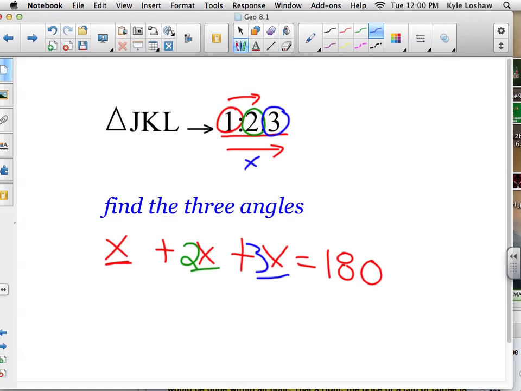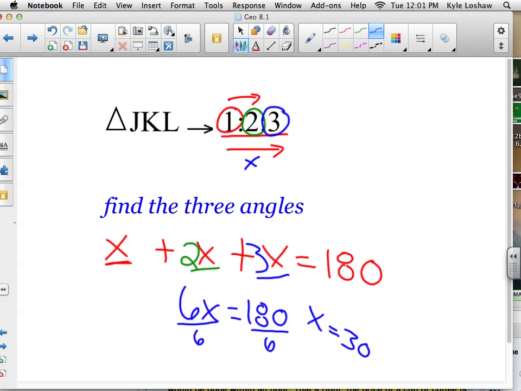So now it's just a basic problem. We have x plus 2x plus 3x. Good, thank you. Yep, that would be 6x equals 180. And then if we simply divide both sides by 6, we're going to get that x equals, I think that's 30.